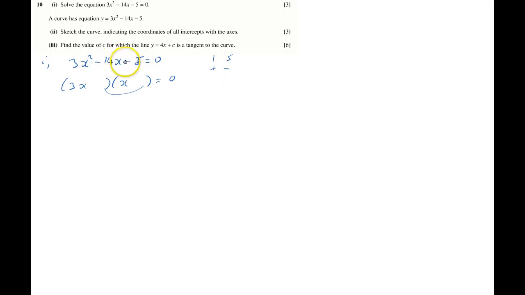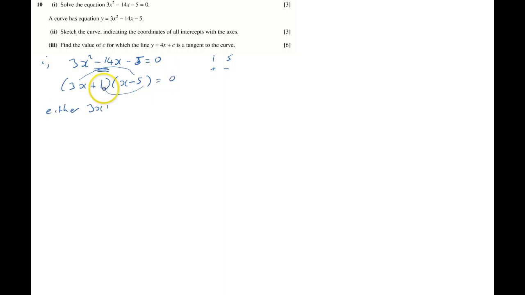One's positive, one's negative. And the 5 is obviously going to have to go here, because that's going to give me my 15x. And the 1's going to have to go here. I want it to be minus 14x, so it's going to be minus 5 plus 1. Always check. 3x squared, good. Minus 15x plus x, minus 14x, that's good. Minus 5, marvellous.